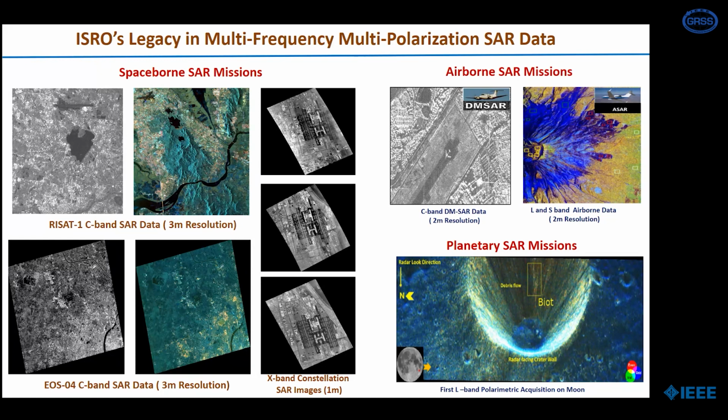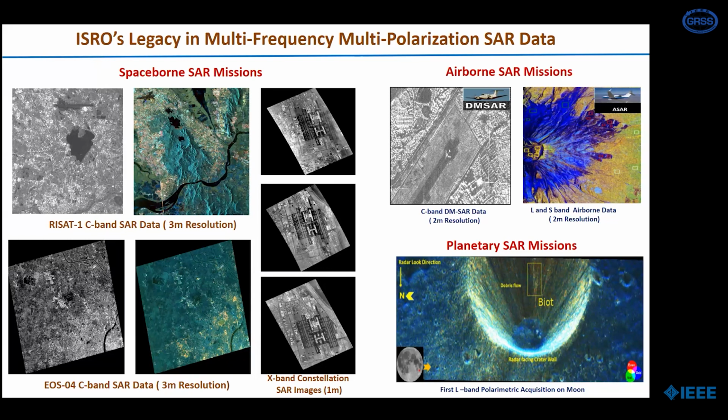With along track, we have 100 kilometers. The sliding spotlight is one more unique capability of RESAT-1. And from user demand, we have the EOS-04, which is the follow-on mission of RESAT-1, which was launched in February 2022.